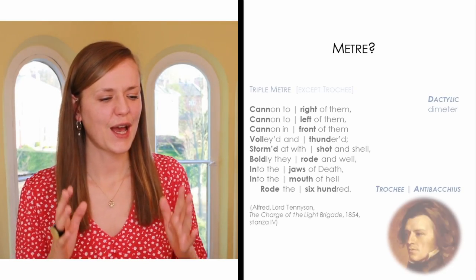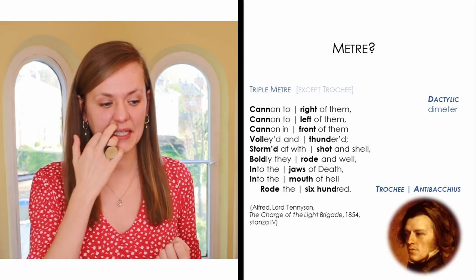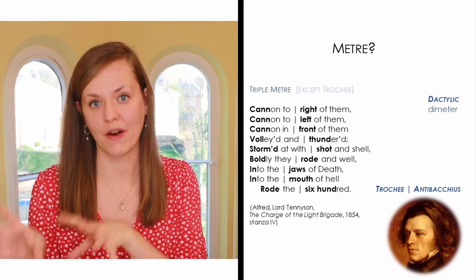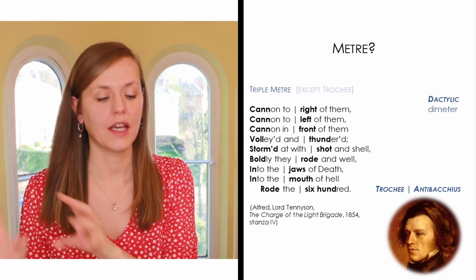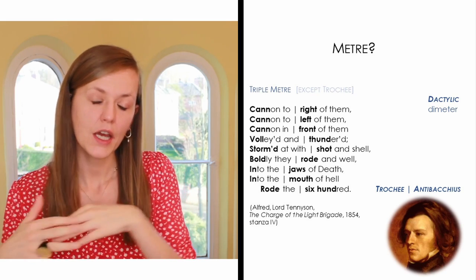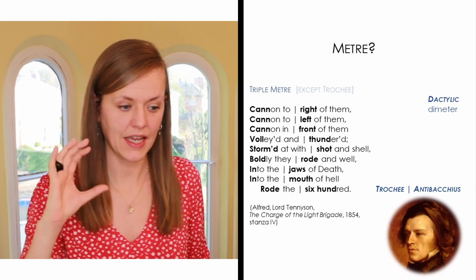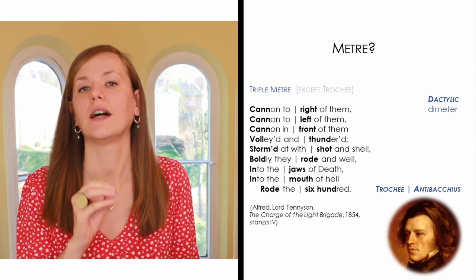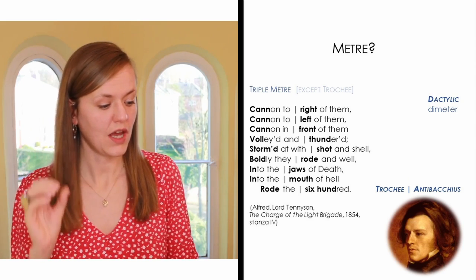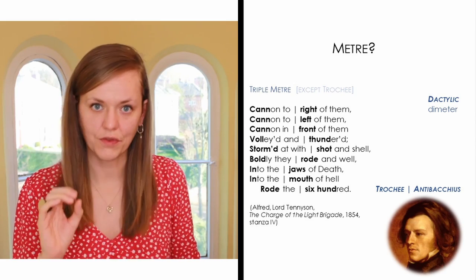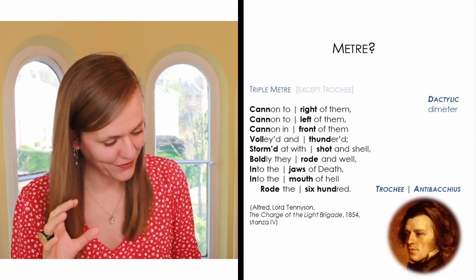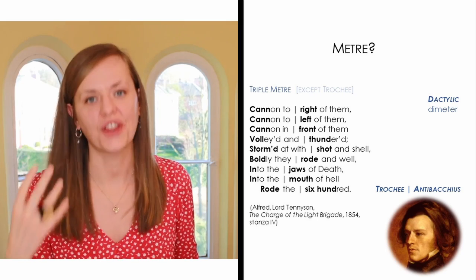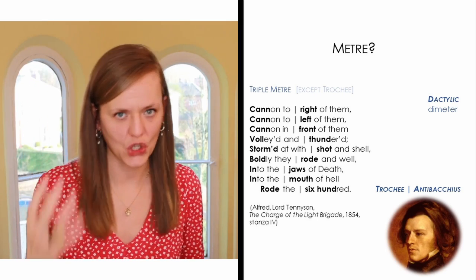Okay, so I think that this is dactylic dimeter, apart from the very final line, which is debatable, I think. But the majority of the stanza is dactylic dimeter. So it's dactylic because it's stressed, unstressed, unstressed. So cannon to right of them, cannon to left of them, cannon in front of them, volleyed and thundered, stormed at with shot and shell, and so on.